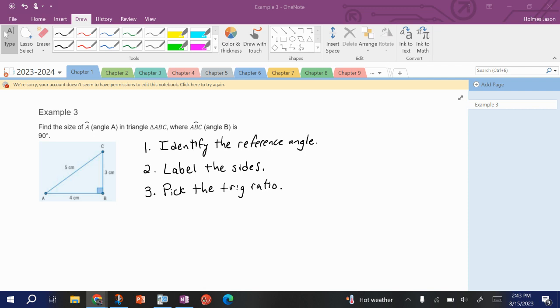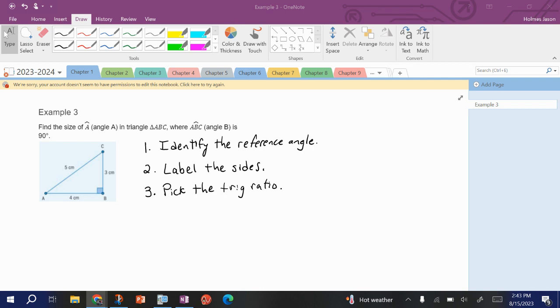Hey guys, in this video, I want to show you how to find the size of an angle given a couple of side lengths in a right triangle. So in this process, we're going to be doing three things. First, we're going to identify the reference angle. Then we're going to label the sides. And finally, we'll pick the trig ratio to do the math with.